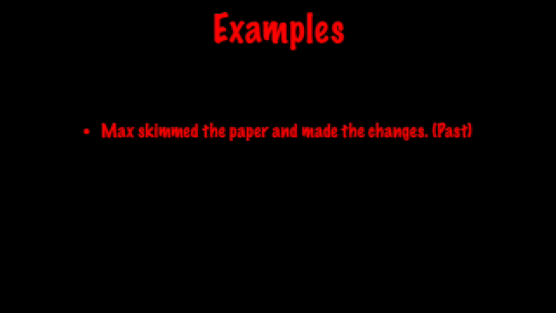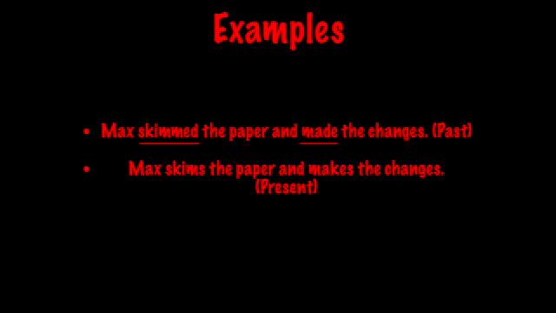First one, Max skimmed the paper and made the changes. This is past tense, and these are your past tense verbs that you need to look at. Skimmed is what has already happened. He's already looked at it, he's already skimmed it, and he's already made changes. Okay? Next one. This is the present tense. Max skims the paper and makes the changes. So identify what the present tense verbs are. If you said skims and makes, you're correct.